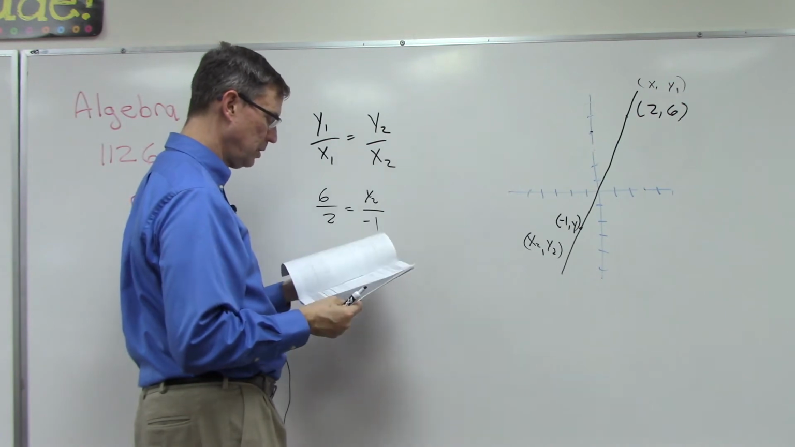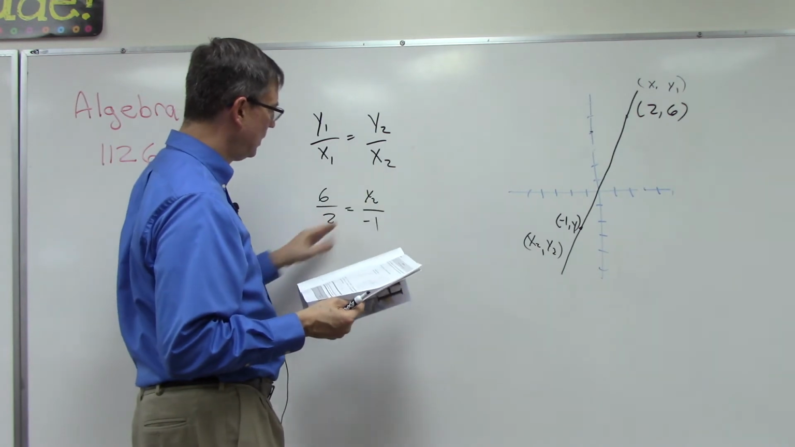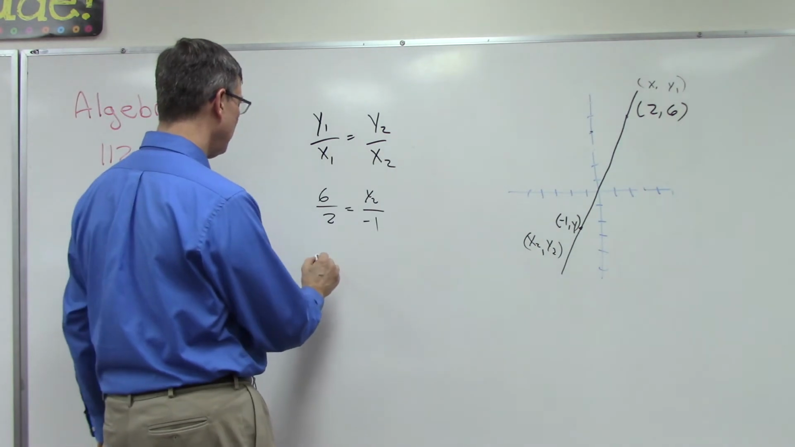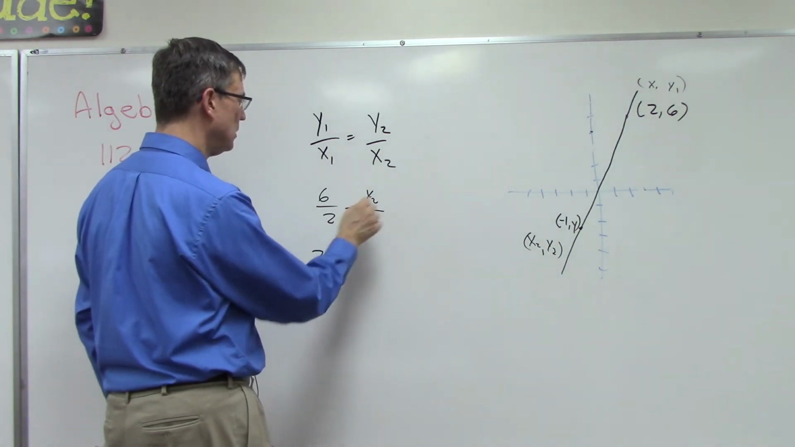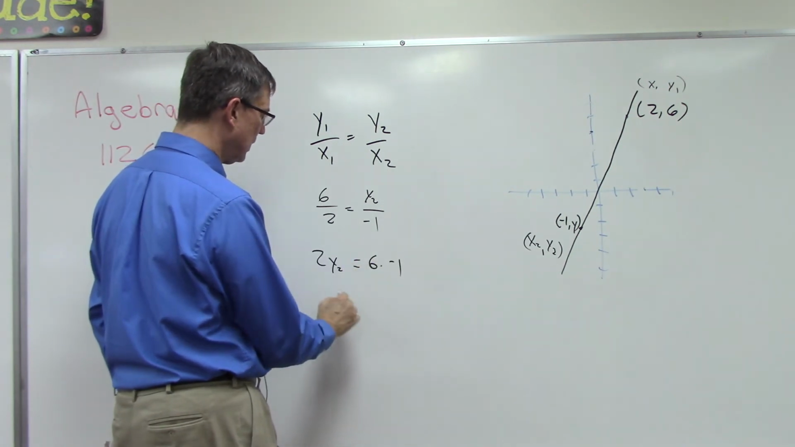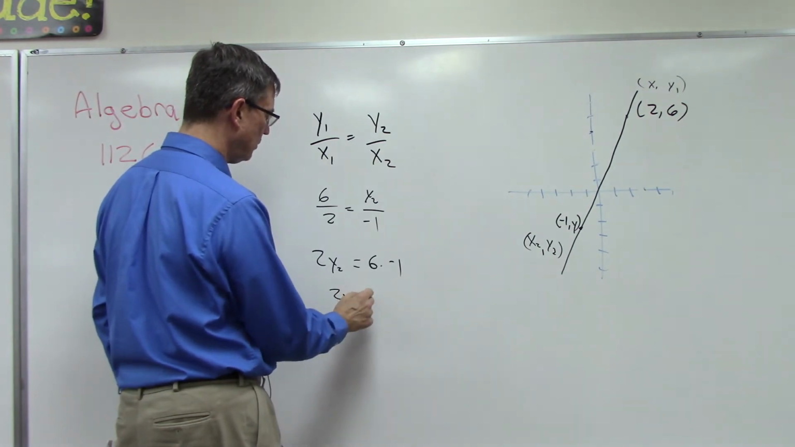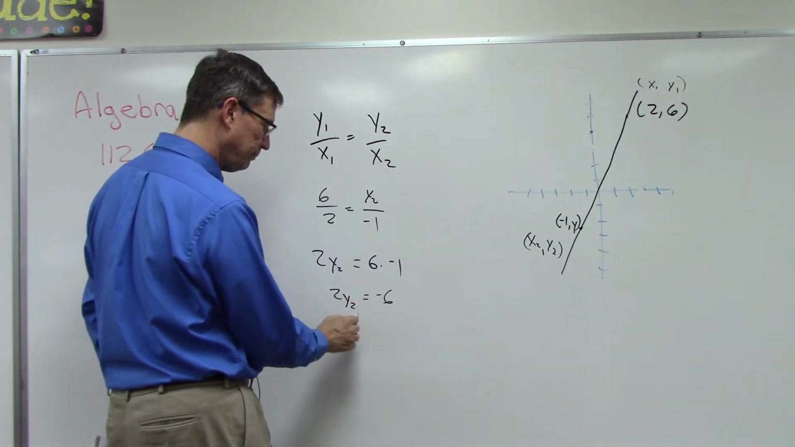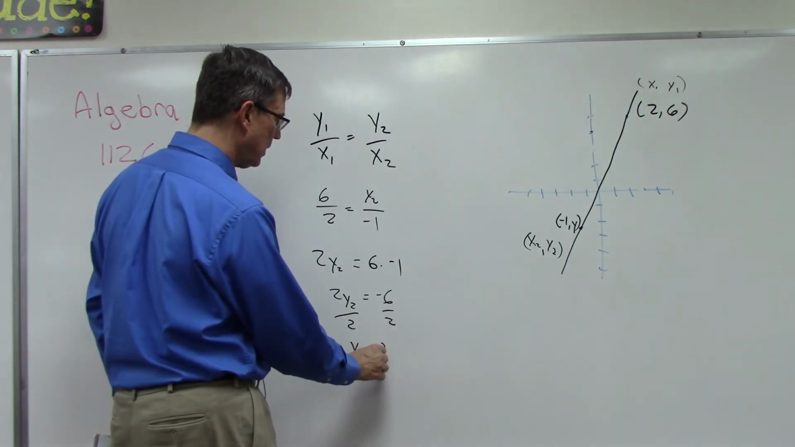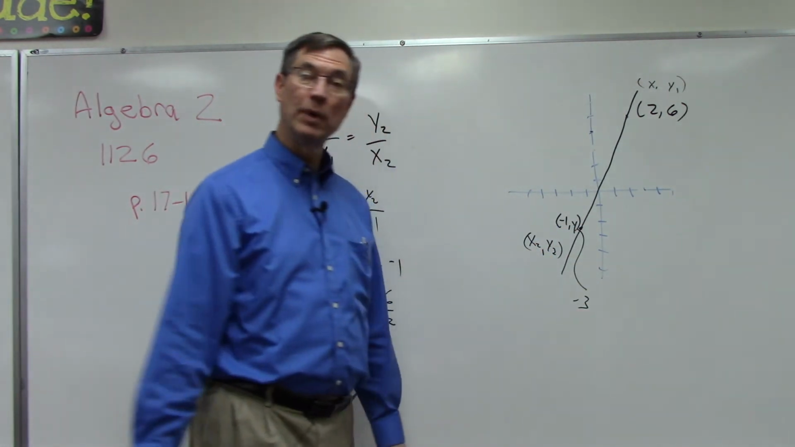Maybe I have that backwards. The extremes are the y1, x2, and then the means go this way. I don't think that matters too much to know that terminology. The point is, if I multiply 2 times the second y value, that will be equal to 6 times -1. Okay, so 2 times y sub 2 is equal to -6. So we can divide by 2, and so we get -3. Aha! So this point right here would be -3.